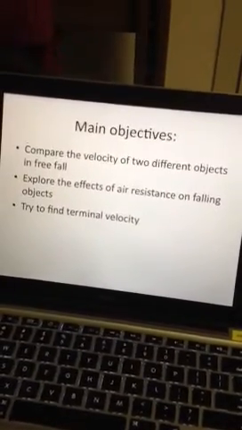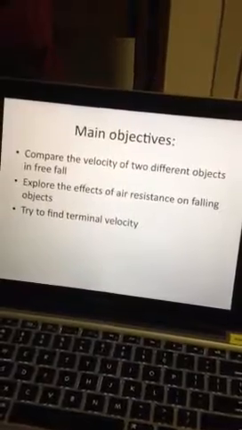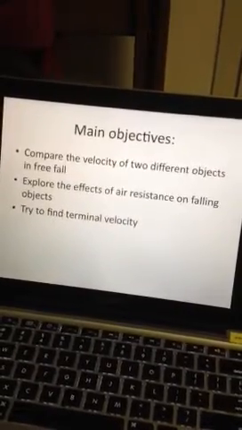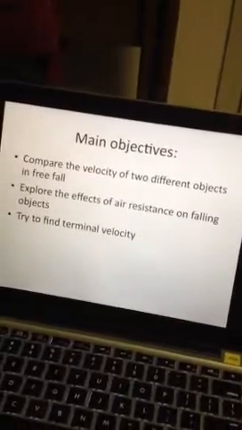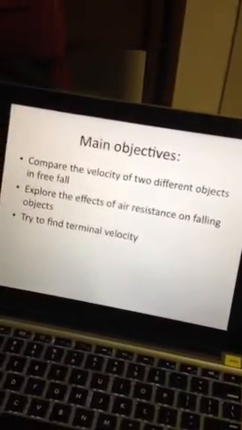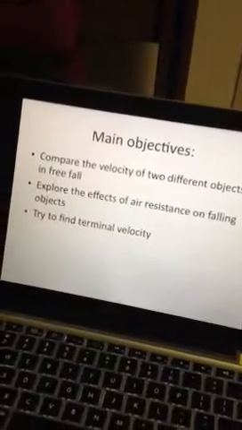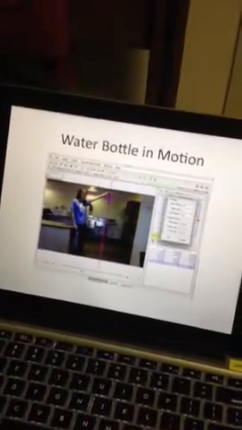So my main objectives were to compare the velocity of two different objects in freefall, explore the effects of air resistance on falling objects, and try to find terminal velocity. I did this by observing the motion of two objects, one that drops rapidly and one that drops slowly. My object that drops rapidly is a water bottle.